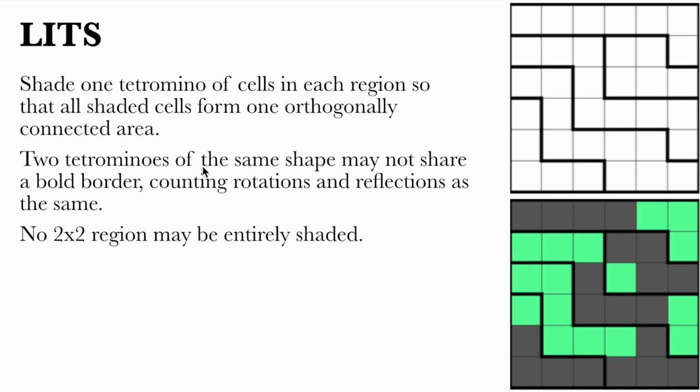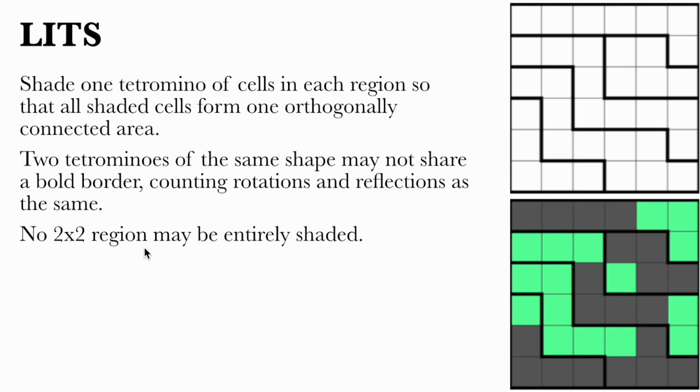Two tetrominoes of the same shape may not share a bold border, counting rotations and reflections as the same. So this S here could not connect to another S anywhere in the grid or across one of these borders. We're going to have exactly one tetromino in each bold bordered area, and this L could not be touching another L, even reflected.